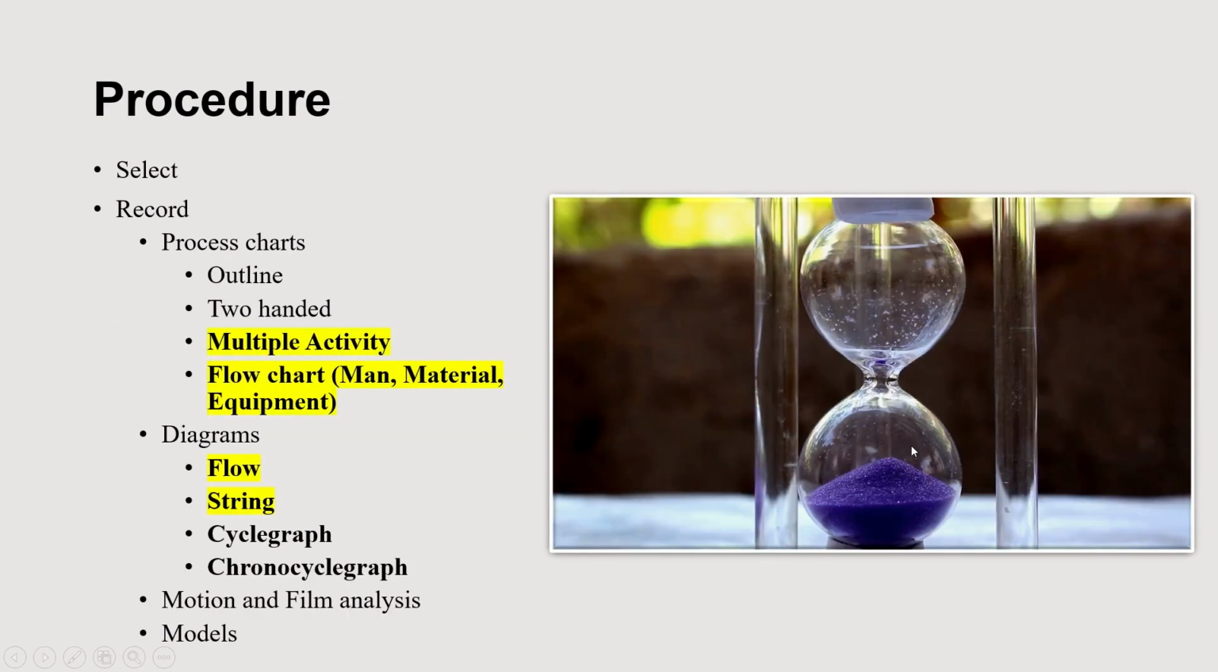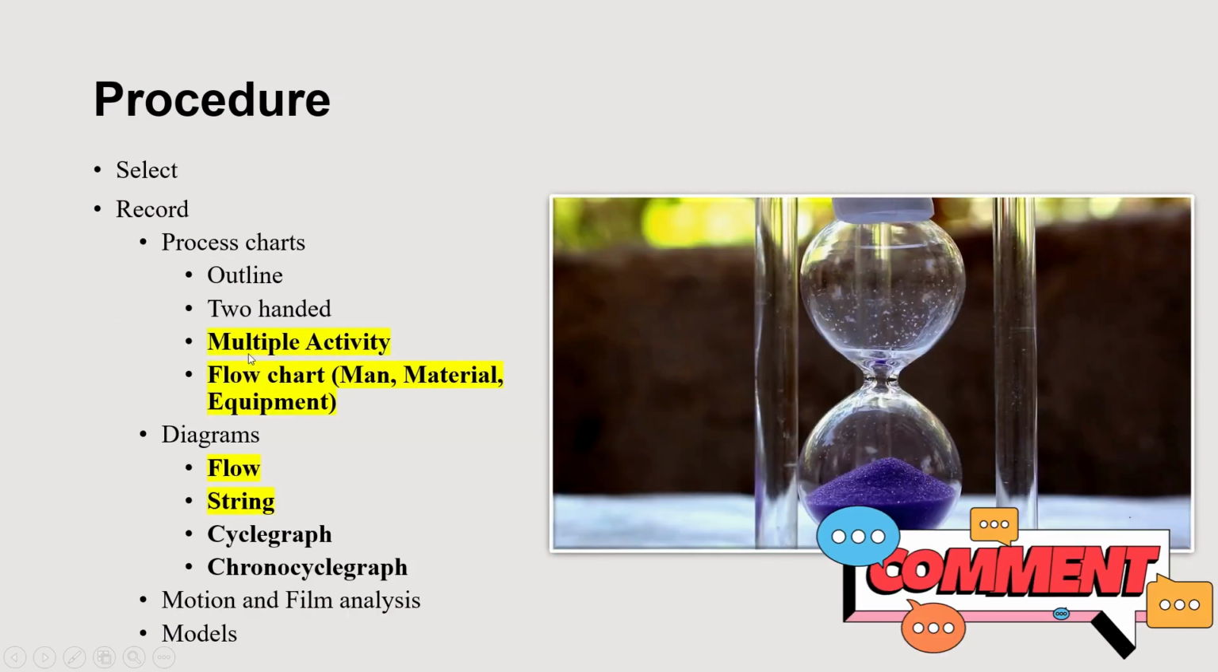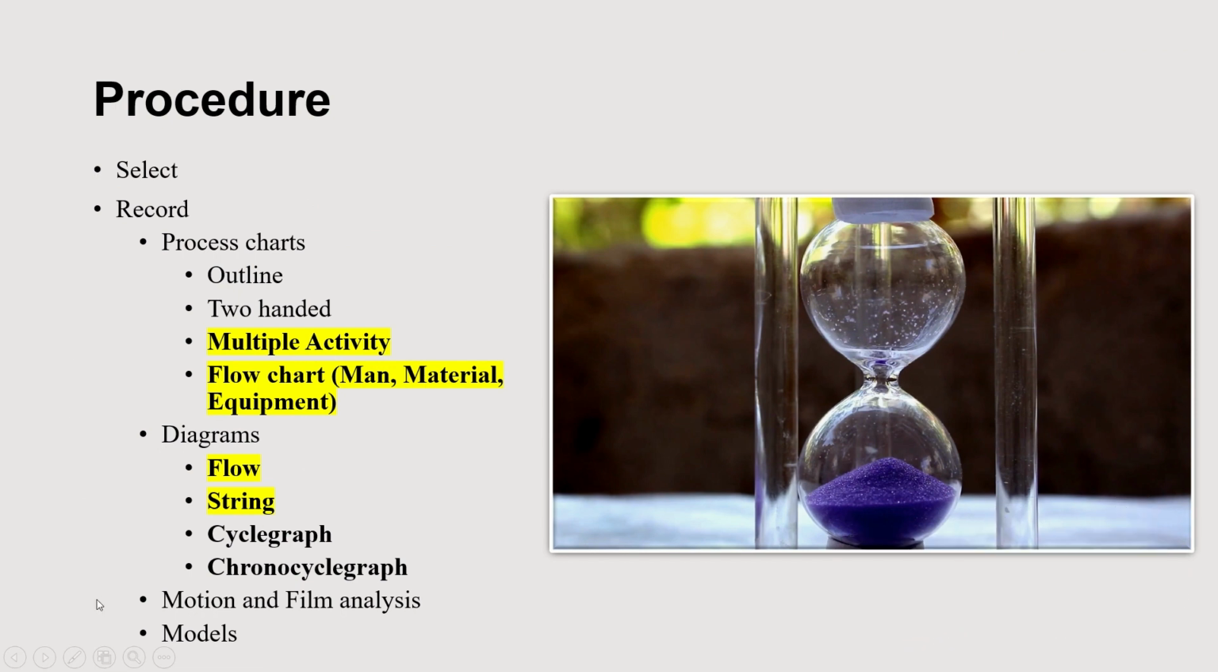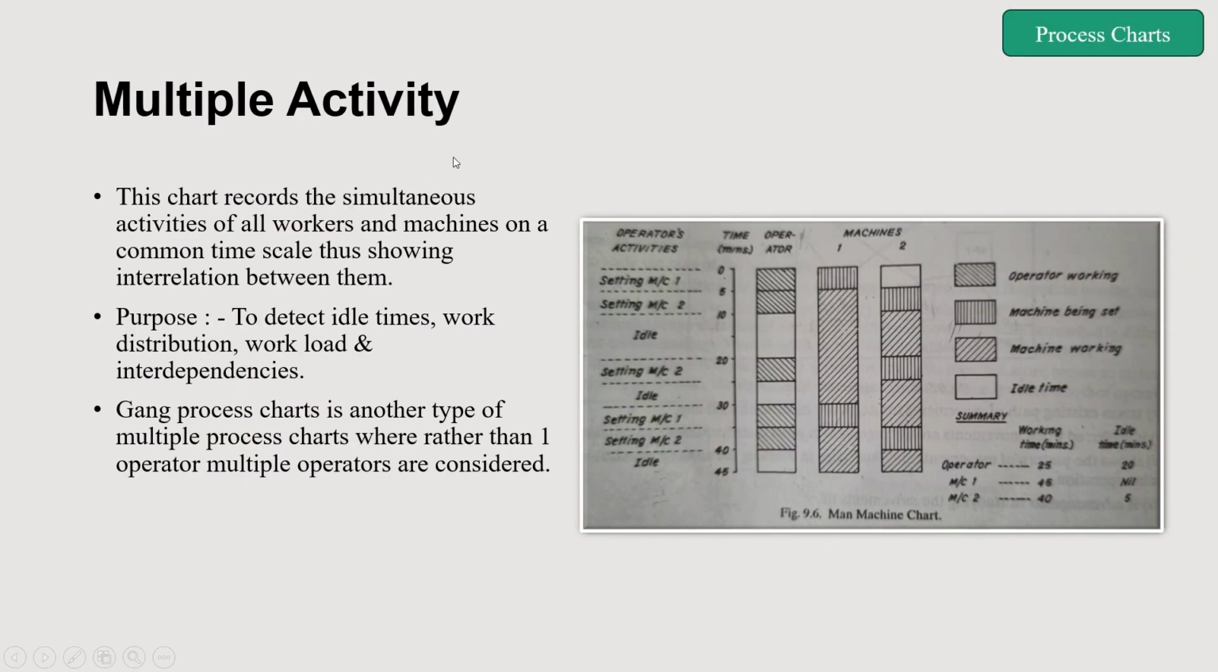The multiple activity chart comes under process chart, and this procedure is used to calculate or perform a work study for any particular system. So we are currently understanding the third topic in process chart, which is the multiple activity chart. It is basically used to detect idle times, work distribution, workload, and interdependencies.